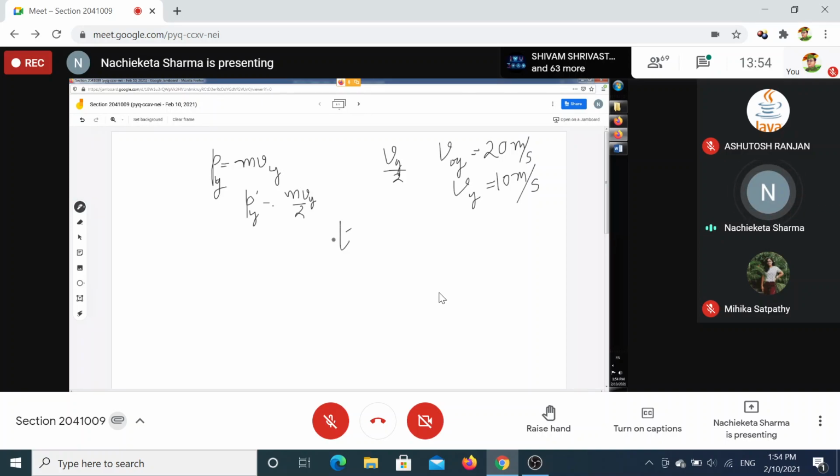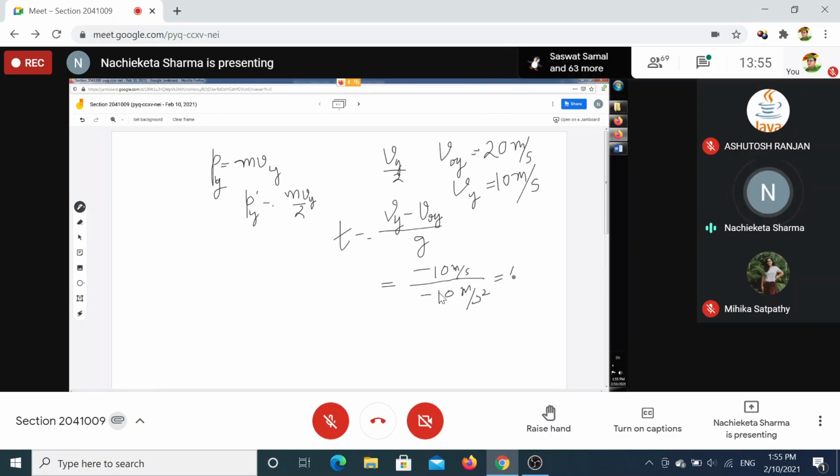So time t is equal to Vy minus V naught y, by Ay. Ay is g, so I will put my g. Now I will put the value. So 10 minus 20 is minus 10 meter per second, and this is minus 10 meter per second square. So from here, I will get 1 second, isn't it?